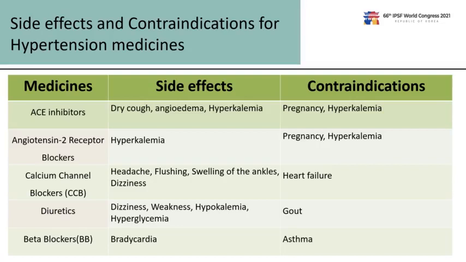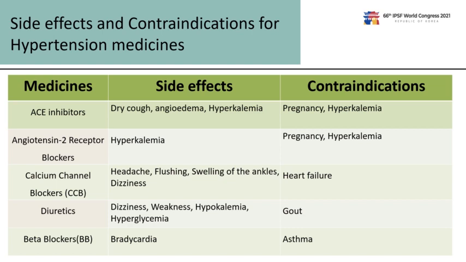We can sort side effects and contraindications depending on hypertension medicine. First, ACE inhibitor side effects are dry cough, angioedema, and hyperkalemia, and it is contraindicated in pregnancy and hyperkalemia patients. Second, ARB's side effect is hyperkalemia and it is contraindicated in pregnancy and hyperkalemia patients.